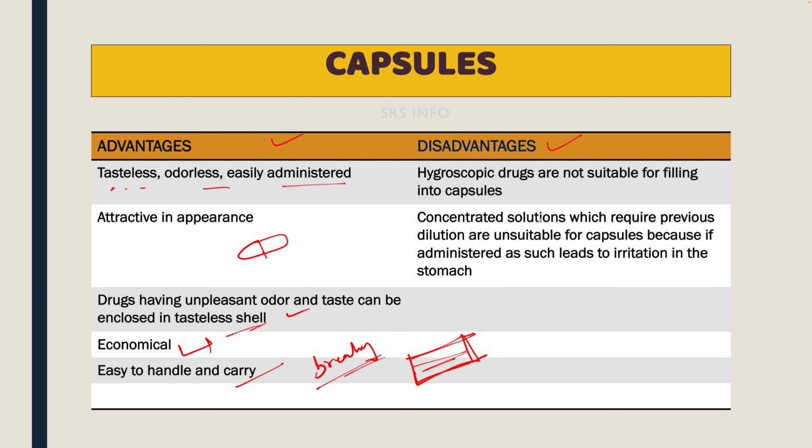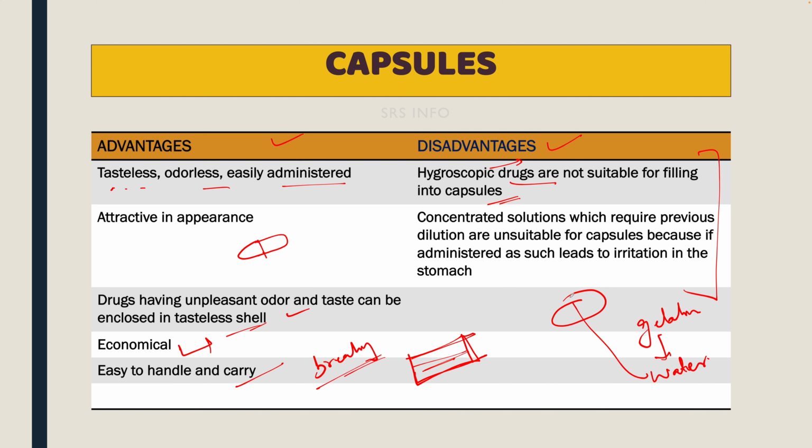At the same time, there are some difficulties or disadvantages while using capsules as medicament. First of all, the hygroscopic drugs are not suitable for filling into capsules. Why? Hygroscopic means it contains water, the medicines which have a water content. These types of medicines are not suitable for filling into capsules because the capsule shells are made of gelatin, and this gelatin is soluble in water.